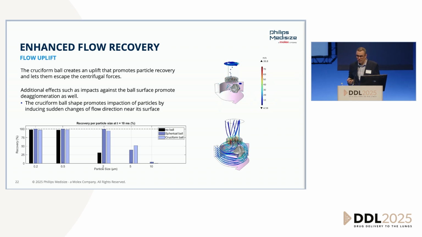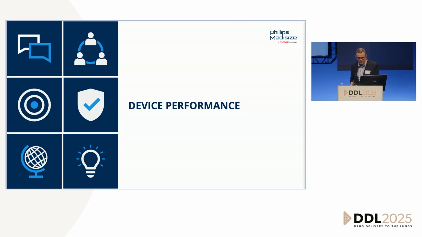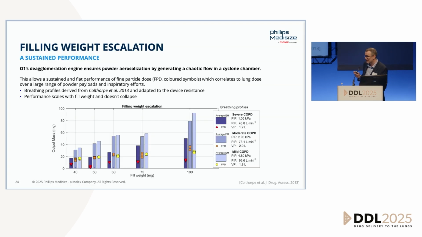So I'll touch very briefly on the device performance. We've done tests with 3 emulated breathing profiles, emulating severe, moderate, and mild COPD on an escalating filling weight. And the important result here is that there is no collapse of performance of the engine as we increase the filling weight. And actually, if you look a bit closer at the data, it increases very steadily, but the main thing is that there is no collapse in performance with this engine.